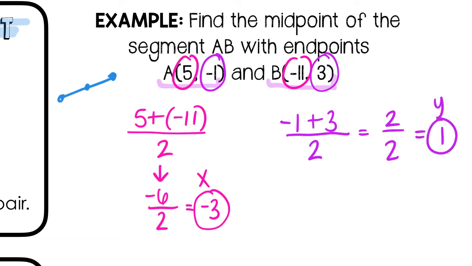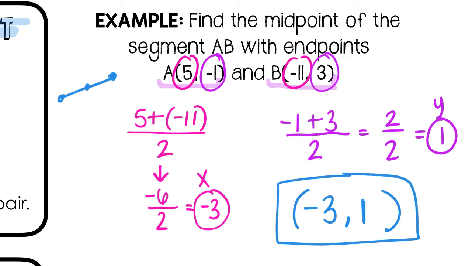And then when you write out your answer, you want your midpoint to be written as an ordered pair. So we're going to write an ordered pair. We always put the x first. So that would be negative 3, 1. And that would be our answer. So that's how you find midpoint. You just add the x's, divide by 2, add the y's, divide by 2.